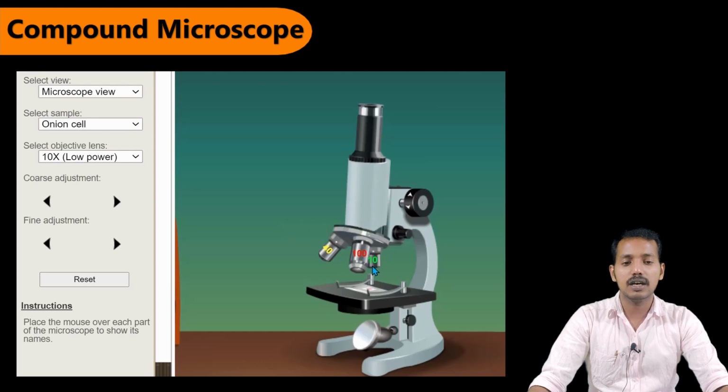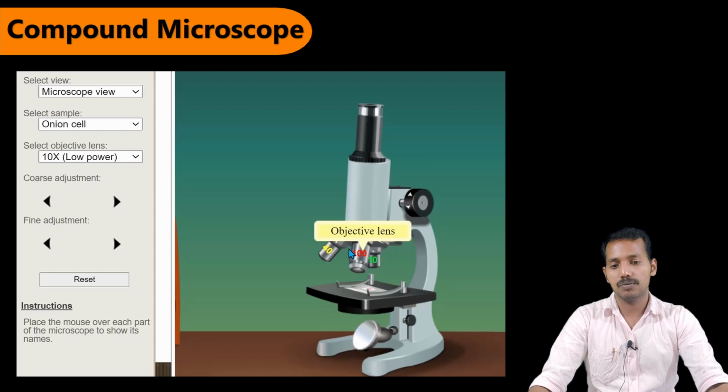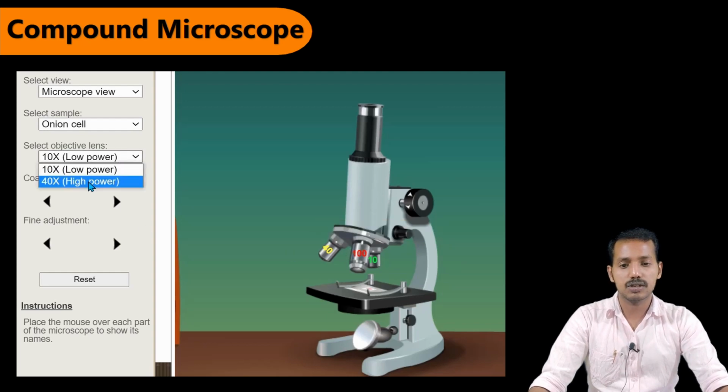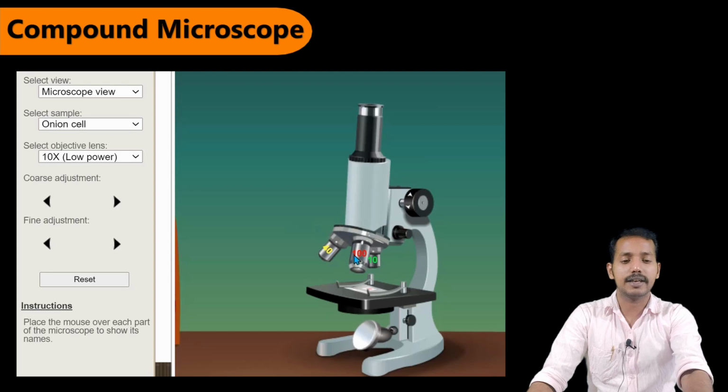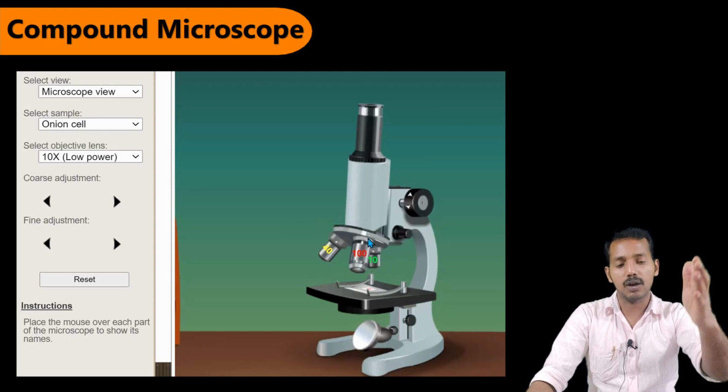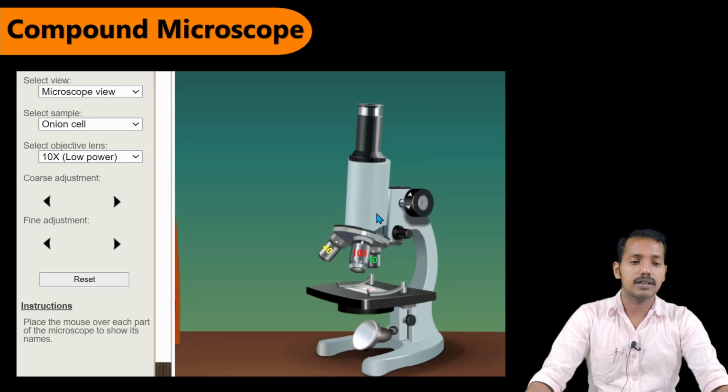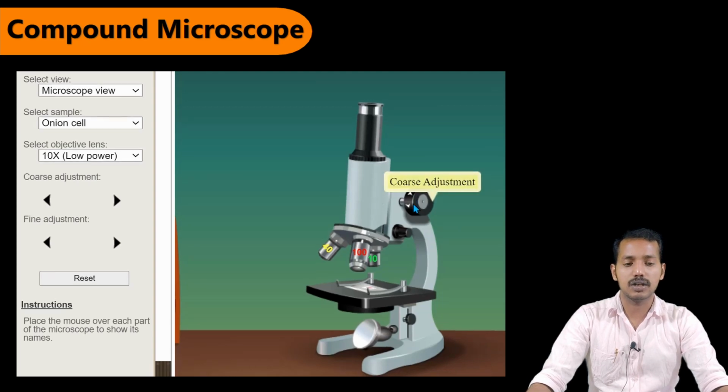We can change the power of this objective lens by rotating that knob. You can see here, if you choose 40, the 40 will be along the body tube. If you change it to 10x, then the lens of power 10x will become along the body tube. And this is the body tube. And this is the coarse adjustment. And this is the fine adjustment.